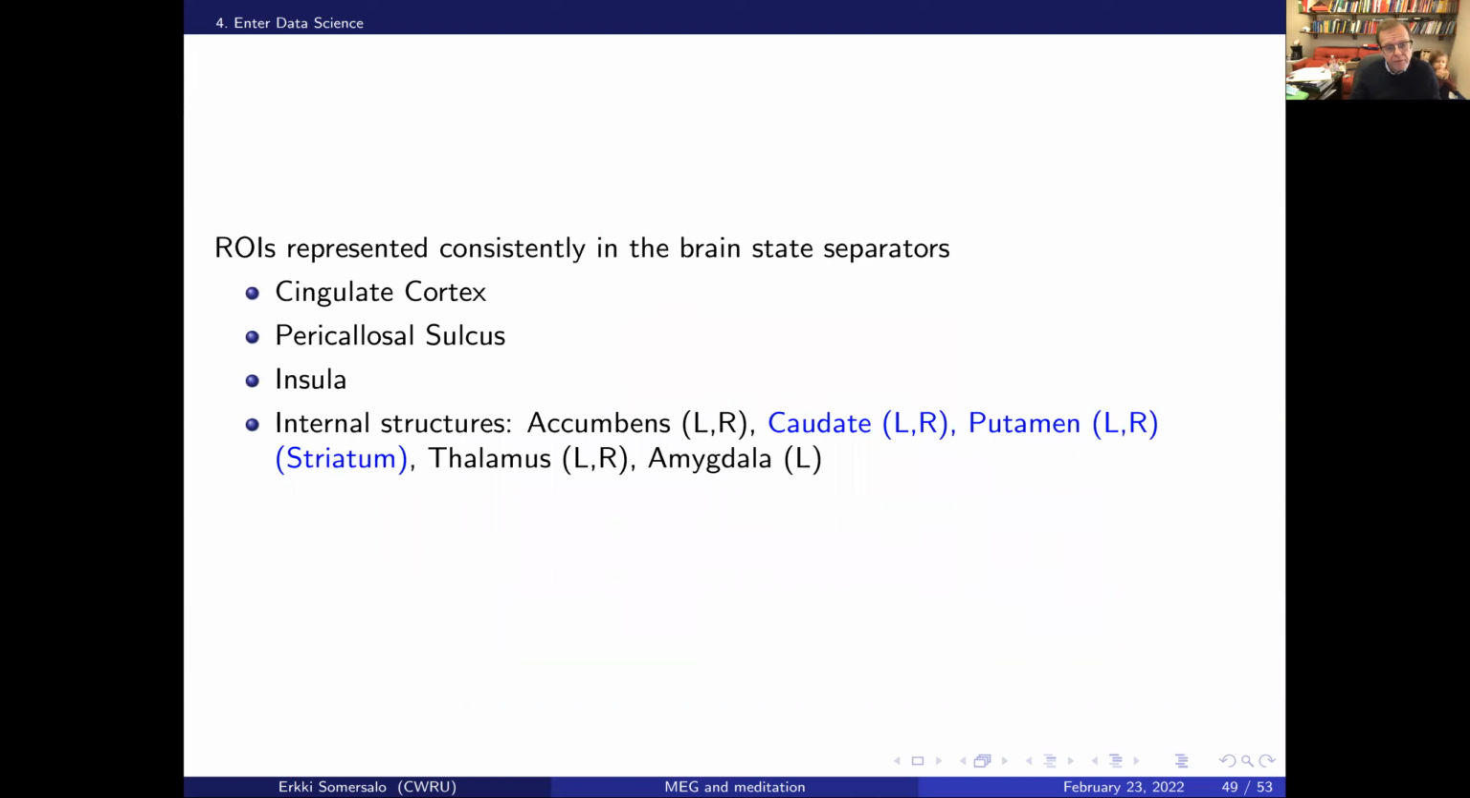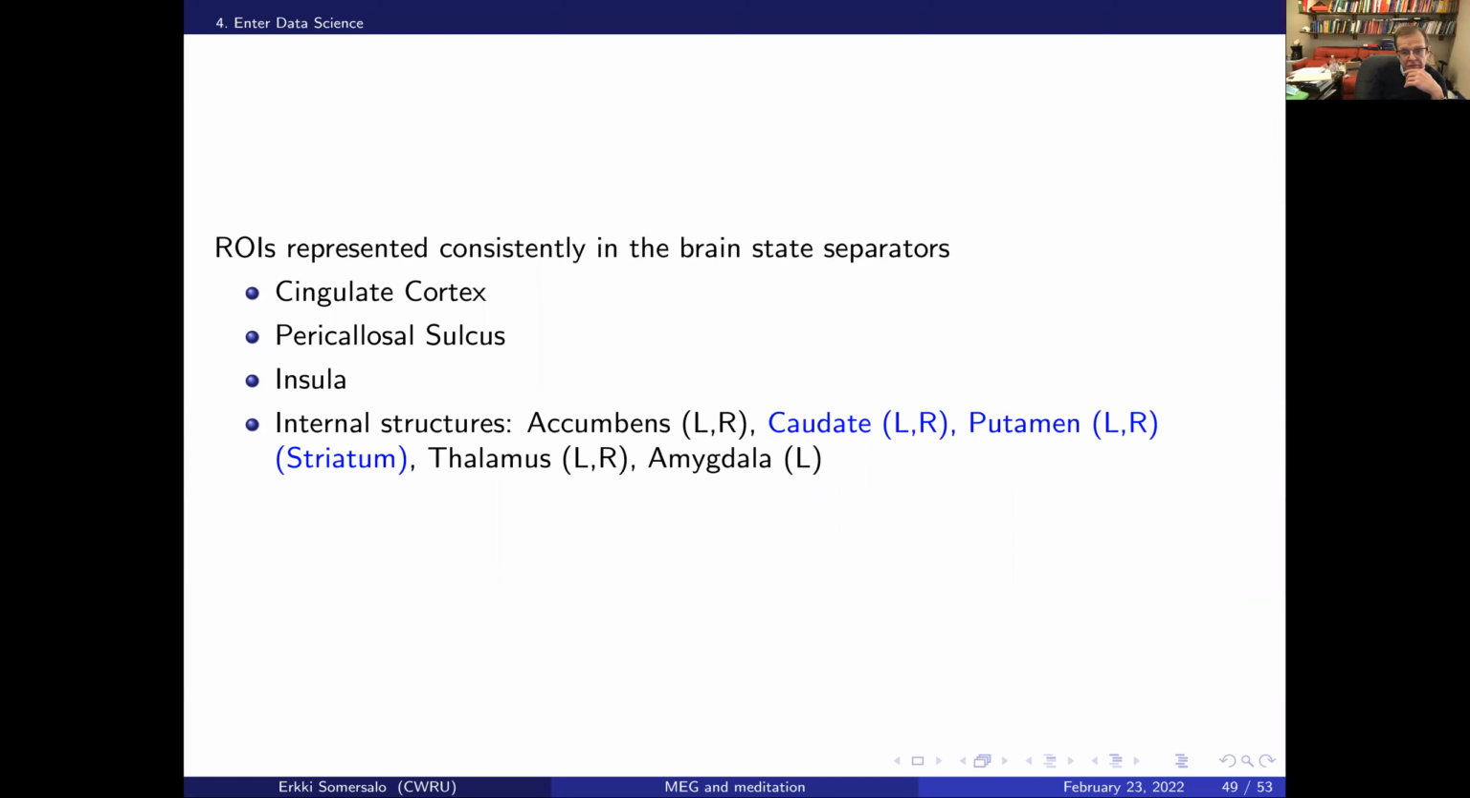So let me summarize what we found with this analysis. It turned out that the regions of interest that consistently seem to be separating between the brain states are regions related to cingulate cortex and pericallosal sulcus and insula, and some internal structures: accumbens, caudate, putamen, striatum, thalamus, amygdala. Notice, however, that there's only one amygdala, the left amygdala, which is kind of the good amygdala, which is related to positive feelings, while the right is more like anxiety and fear and that sort of thing.